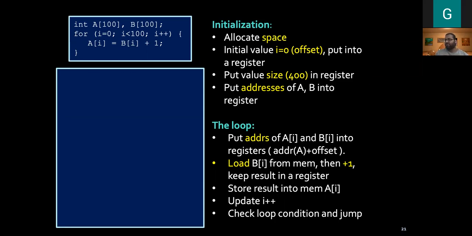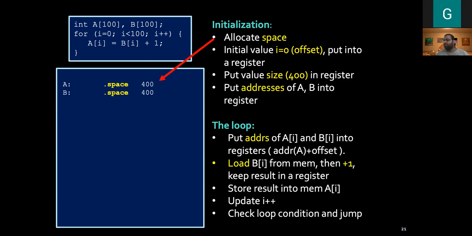So for initialization, we first need to allocate space. That's going to basically map to us defining in our data segment, A. So we say we need some space, and we need 400 bytes because an integer takes 4 bytes. And we do the same for B. So we need 400 bytes for B.